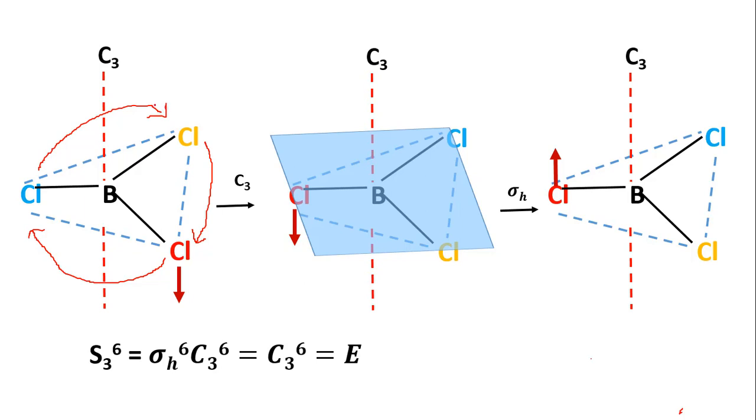Sigma h power 6. This is sigma h square into sigma h square into sigma h square into C3 cube into C3 cube. Sigma h square is E, sigma h square is E, sigma h square is E, and C3 cube is E, C3 cube is E, and overall symmetry is E. And this brings an end to the operations we perform on S3.